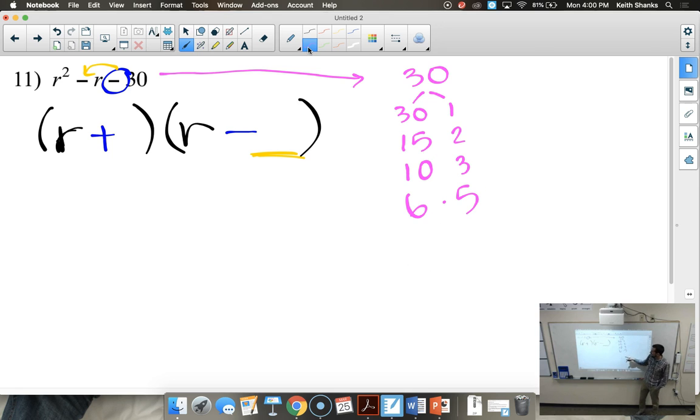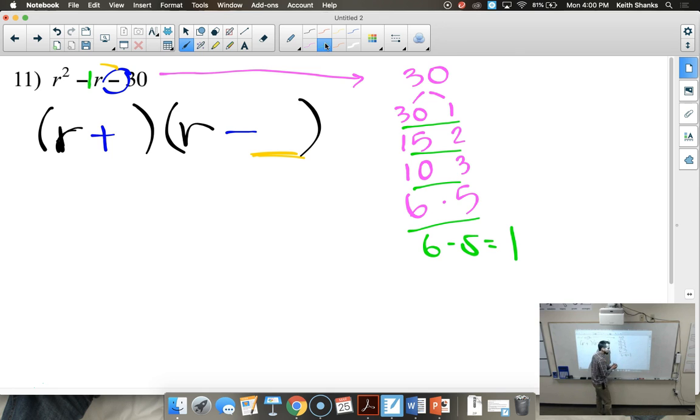So I do that, and I look at these and say, out of these numbers, if I add them together or subtract them, which one would give me this other number right here? These are all the factors of 30. There's a 1 in front of the x, so which one of them is 1 apart? Notice if I did 6 minus 5, I would get 1. So I know my two numbers are 6 and 5.